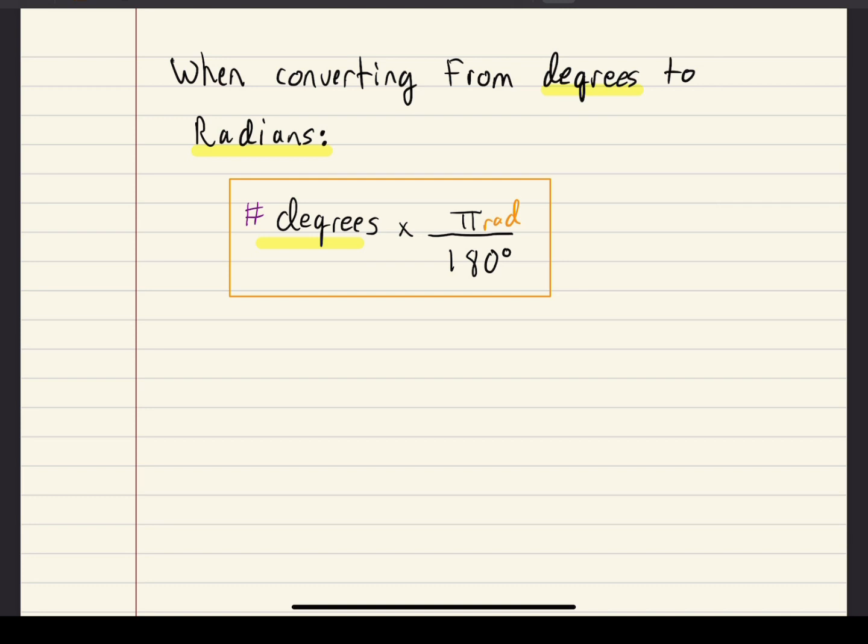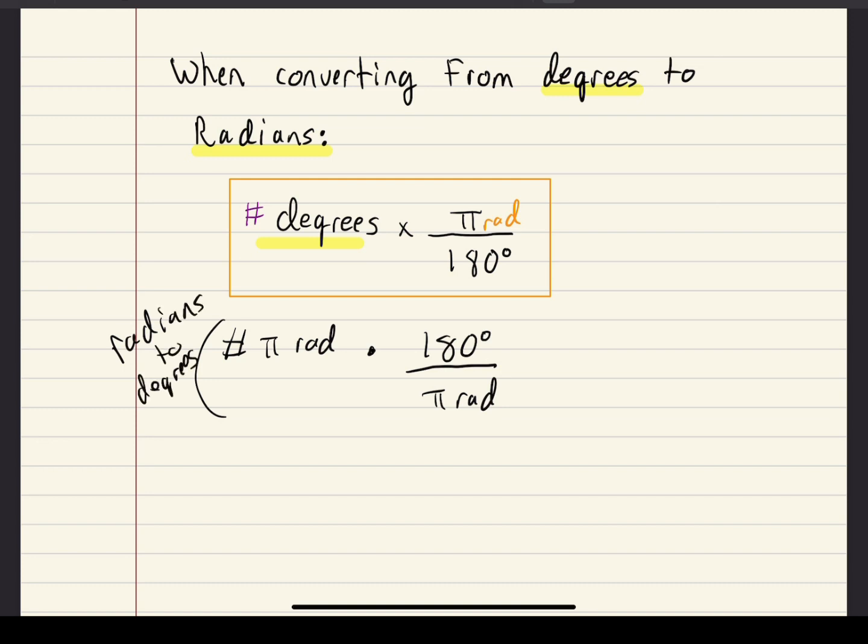Now, if we wanted to go the other way around, well, it would be the opposite. You would have the number of, you could say pi radians, multiplied by 180 over pi rad. And so this one over here would be from radians to degrees. And when would you need that? It really just depends on the question at hand.